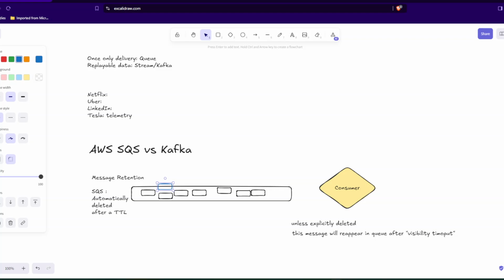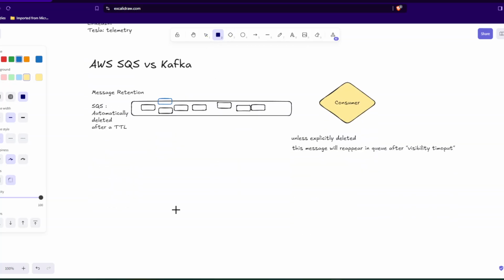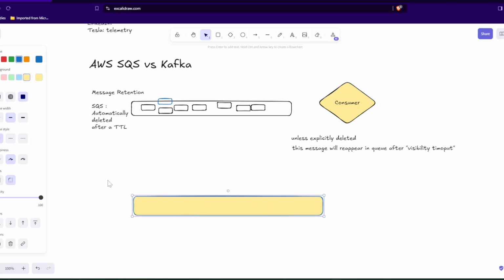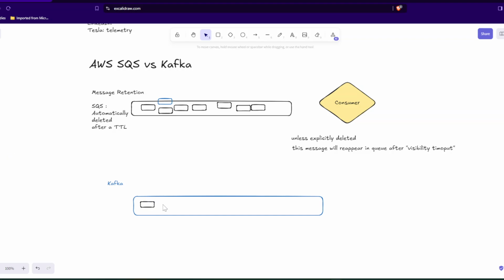in Kafka, how does data retention happen? In Kafka, the data will by default be retained for 7 days. So again, if I draw this queue for Kafka, suppose there are messages like this. This will stay there for the stipulated time, like 7 days. Of course, this is configurable.